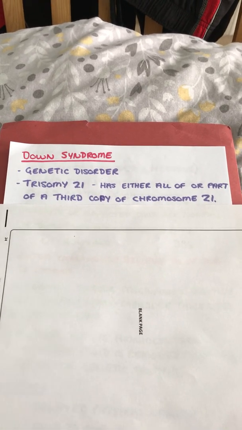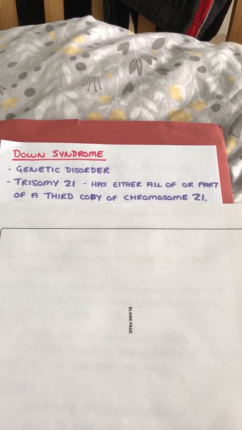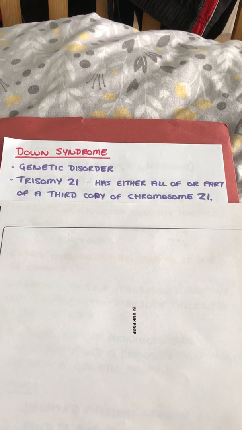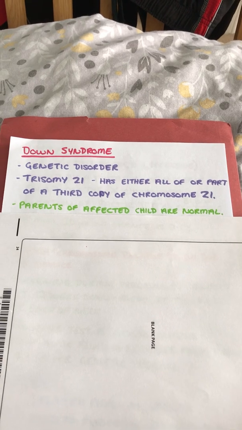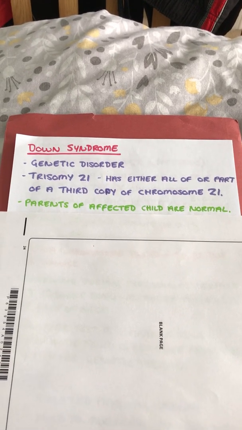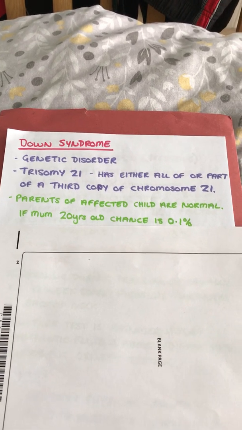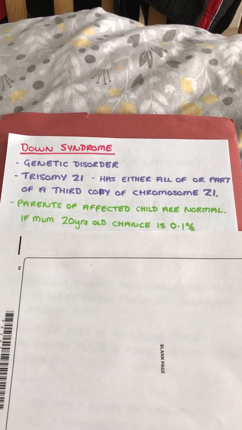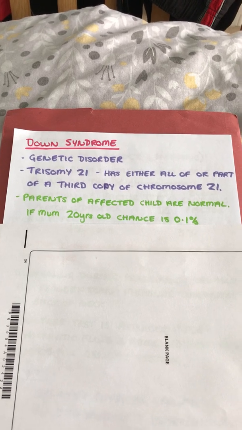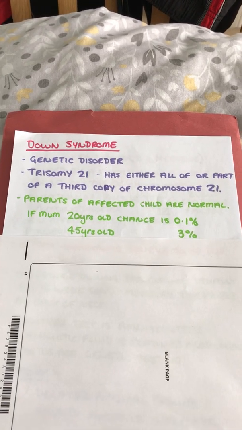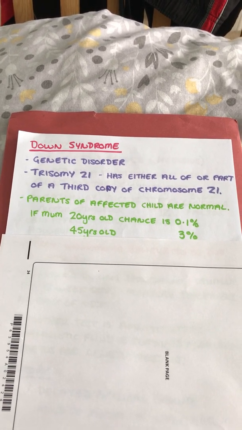If you think back to meiosis and the pairing that goes on, if you have a third party, they don't have an extra pair to pair up with, so it can cause some issues. So the parents of the affected child are normally normal, okay, so they won't have the illness. And it's all about the probability of giving birth to a child with Down syndrome. So if you become a mother at 20 years of age, the chance of having a Down syndrome baby is 0.1%. If you are 45 years of age, that massively increases to 3%.